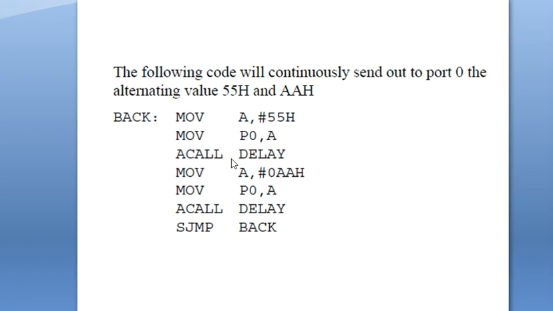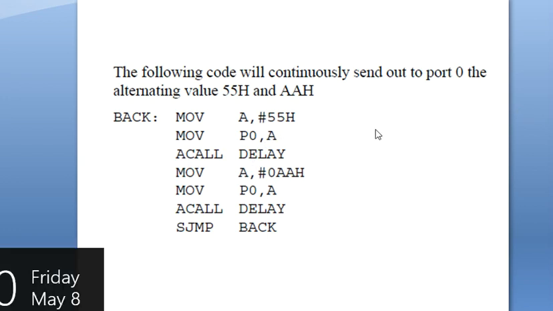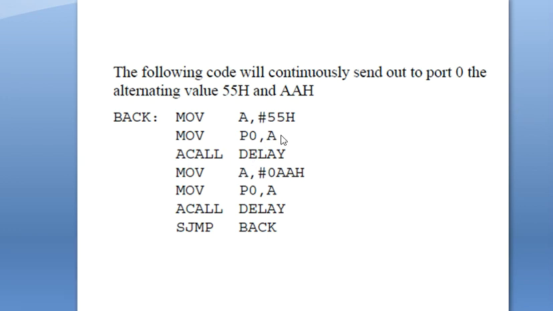Then you are calling a delay. A call delay, you are aware of this, is an absolute call. So you are going to call a delay program. This is going to introduce a delay between these two instructions, that is the instruction MOV P0, A and MOV A, 0AAH. So between these two instructions you are introducing a delay.